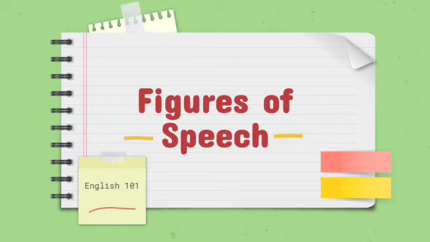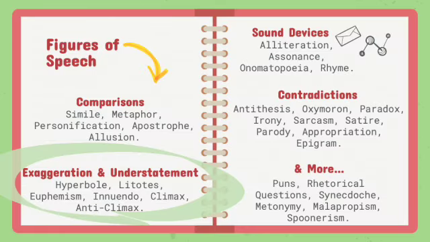In today's video, we will be continuing with figures of speech. This video will be part 2 of the series. The focus of today's video will be on exaggeration and understatement. This includes hyperbole, litotes, euphemism, innuendo, climax, and anti-climax.